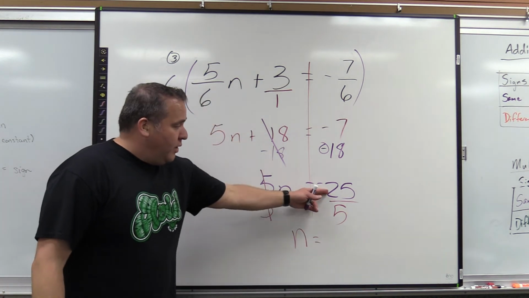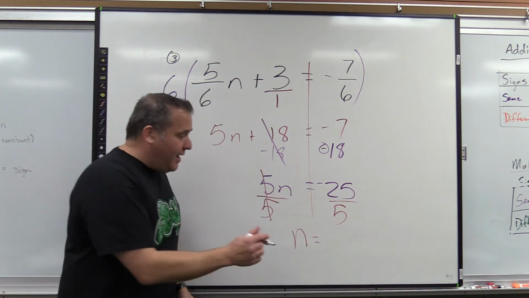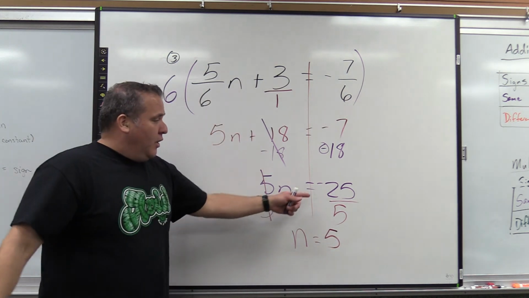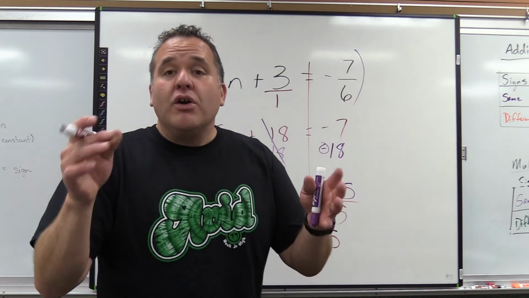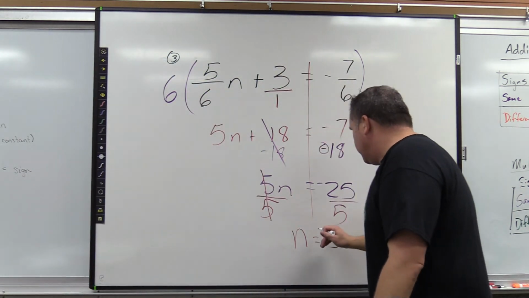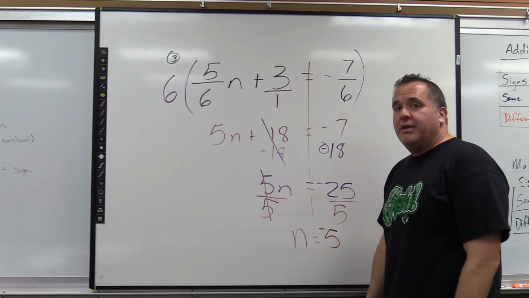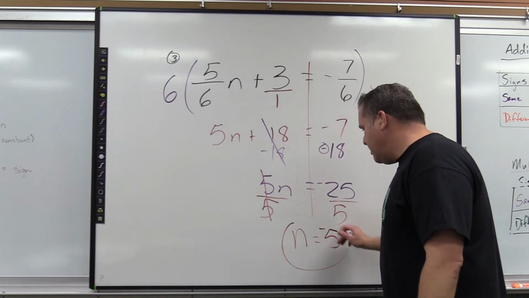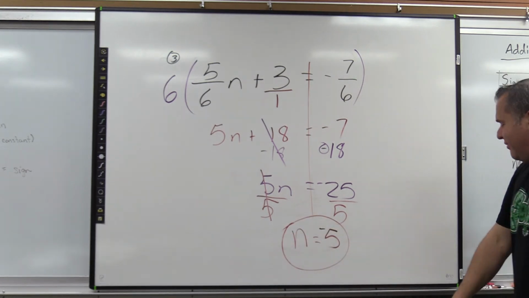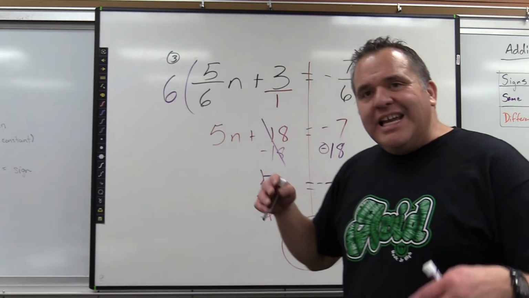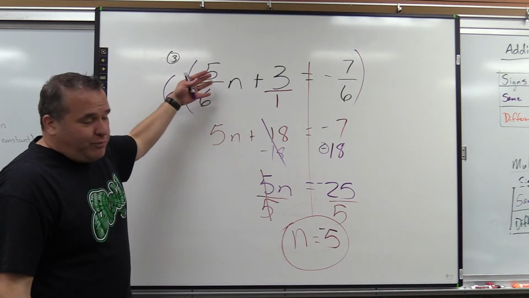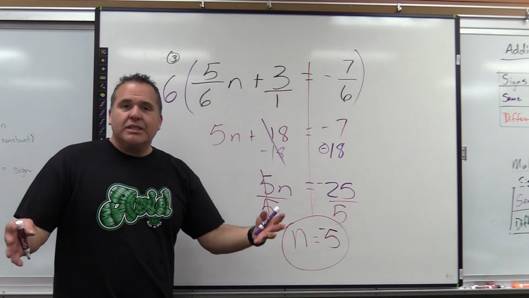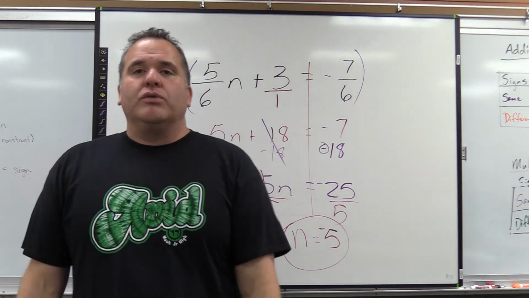And now look, 25 divided by 5 is 5. Those signs, are they the same or are they different? They're different. And when the signs are different, your answer is going to be negative. So I'm going to put a negative right there. And so my answer, n equals -5. Told you, it's fun working with fractions. And look, we had this big ugly fraction problem and we got rid of it and solved a simple equation in getting rid of those fractions.